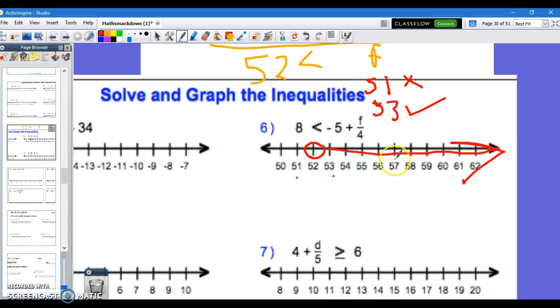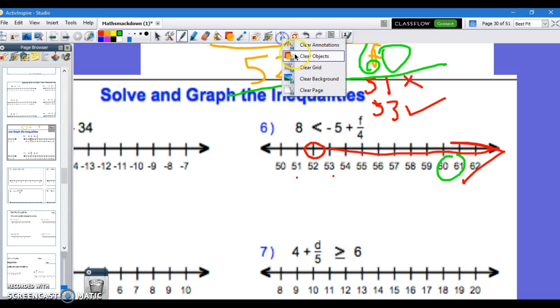So that's saying that all these numbers should be able to fit right here. How do you know if you got it right? Choose any of these numbers, because it's saying all these numbers should fit. Let's choose 60. Put that in here instead of f. Is this statement true? 52 is less than 60. It is. So you know that your answer is correct because all these numbers will fit. If 60 will fit, so will the rest of these. Let's move on to another.